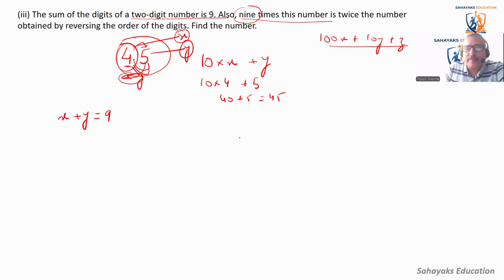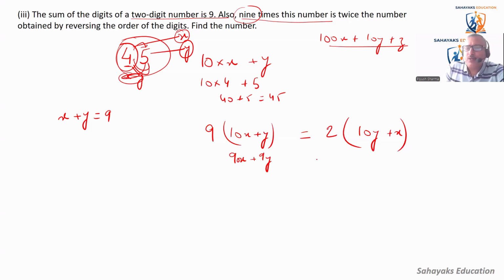So what is the number? The current number is 10x plus y. When we reverse the digits, it will become 10y plus x. They are saying 9 times this number is equal to twice the number obtained by reversing the digits. So let's compute it. It becomes 90x plus 9y is equal to 20y plus 2x.